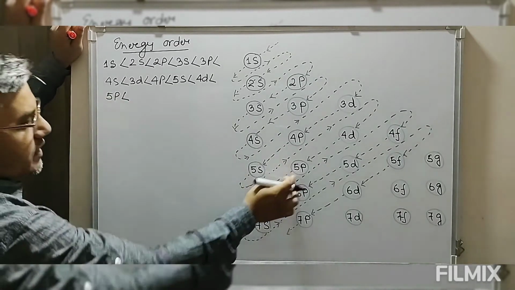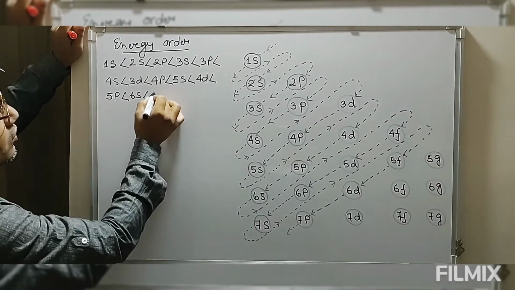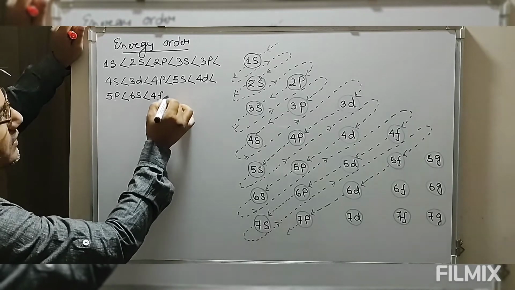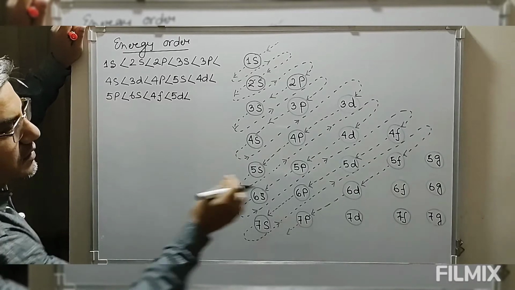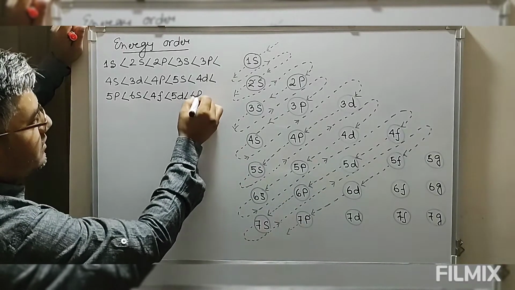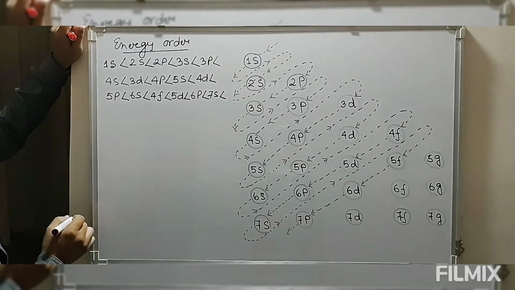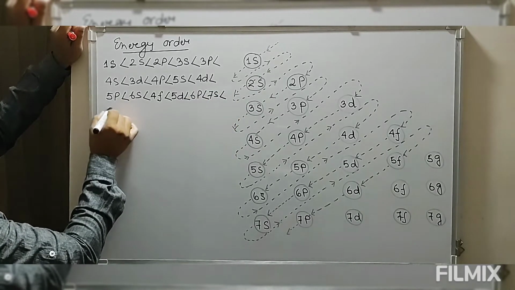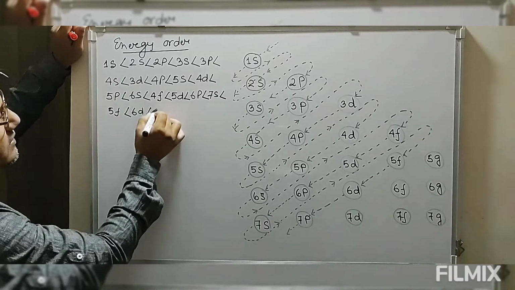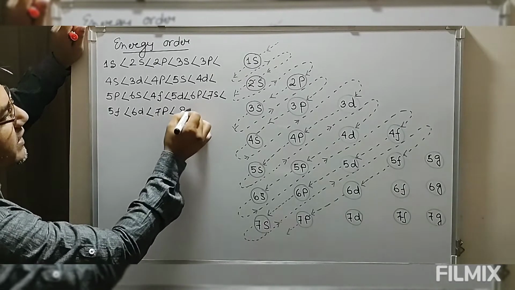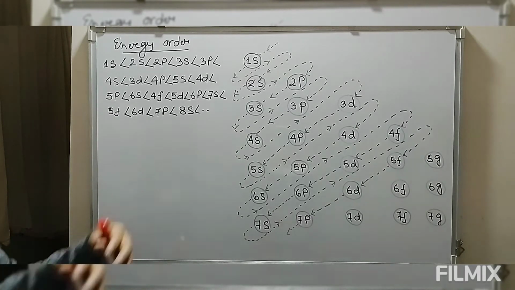and after 5p we have 6s. Then we have 4f, then 5d, then 6p, then 7s. After 7s we have 5f, then 6d, then 7p, then 8s, etc. So this keeps on increasing.